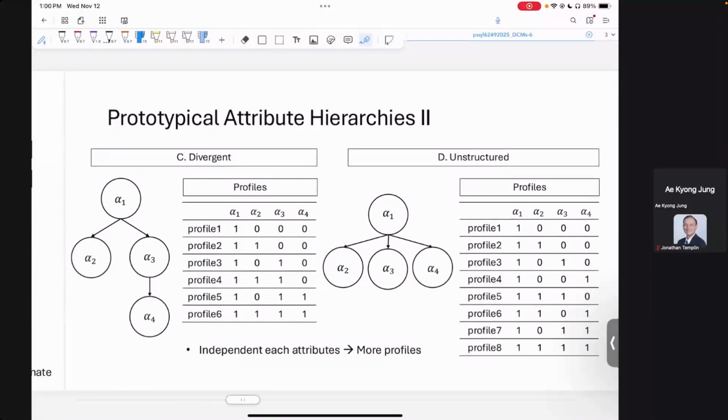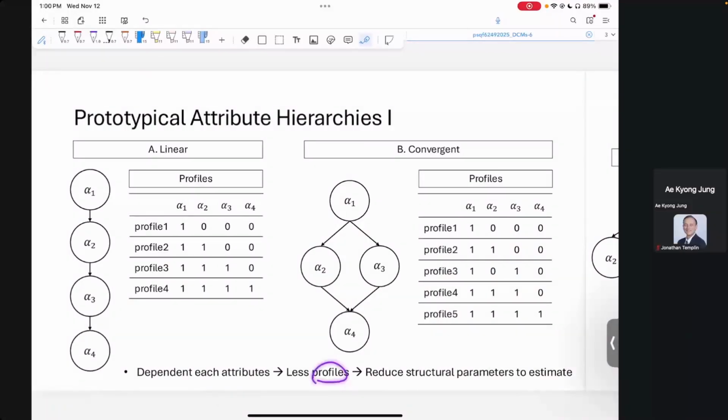Then we can think of more types, divergent types. So attributes 3 and 2 are still independent, and 4 is independent of attribute 2. So we have more profiles to estimate. Now we have 6 profiles. And in the unstructured type, attributes 2, 3, 4 are all independent. So now we have 8 profiles to estimate. So when attributes depend on each other, then we have fewer profiles to estimate.